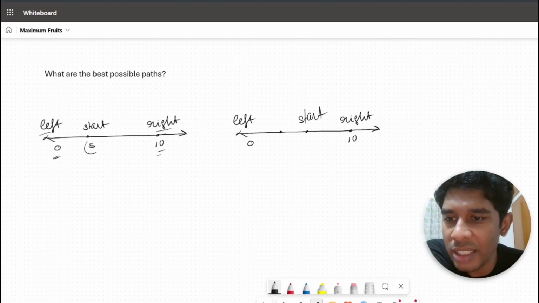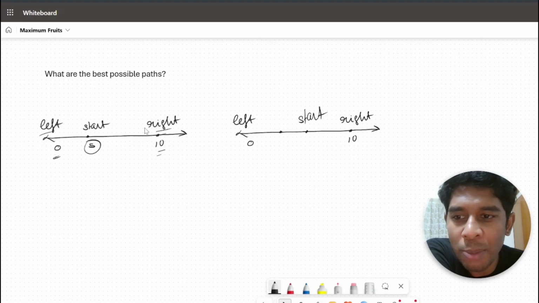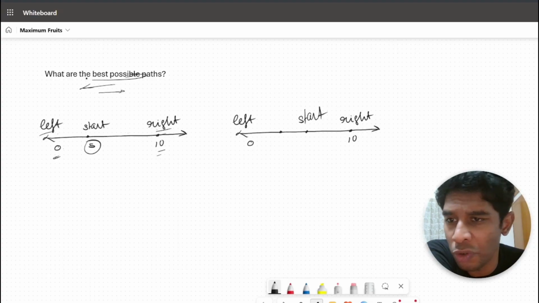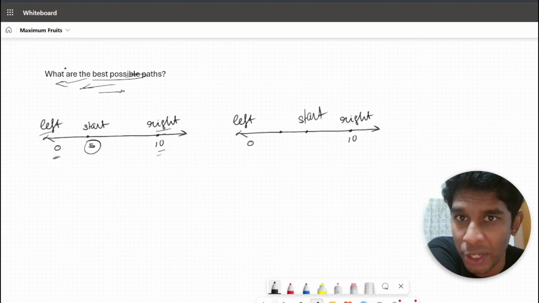So now, let's say I'm at this start position, right? What is the minimum number of steps that I can take to cover all the fruits in these segments, from the right fruit to the left fruit? So there may be fruits in the middle, right? So what are the possible paths you can take? You can go one step to the right and then one step to the left and so on and so forth. See, this would be the worst possible sort of path you can take, right?